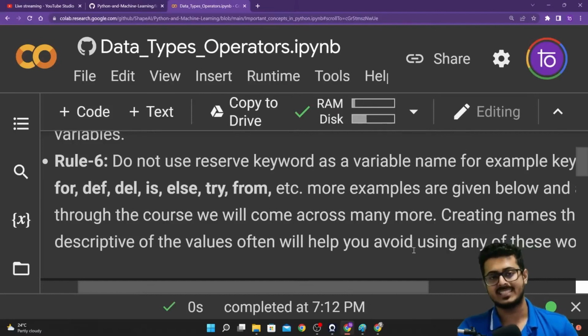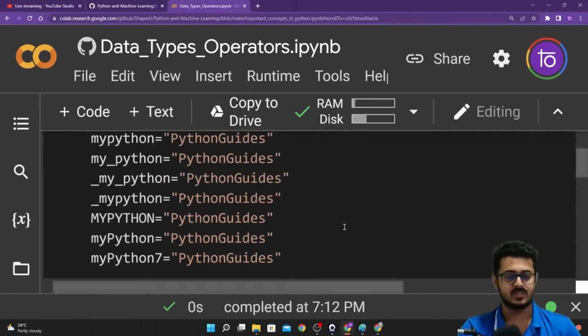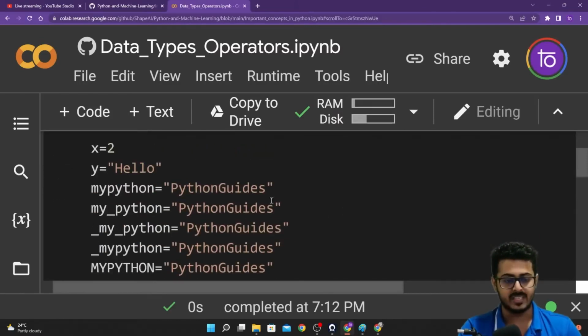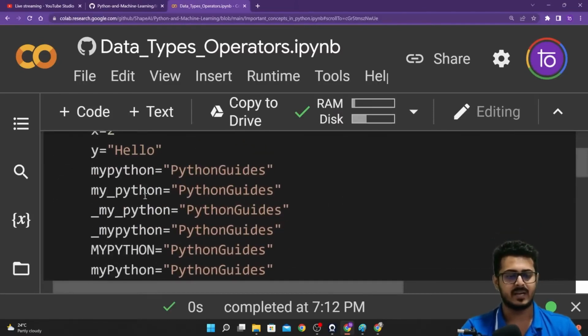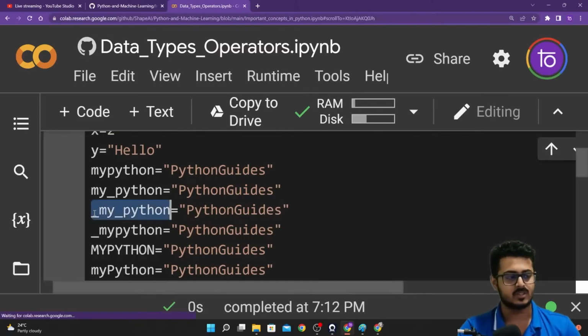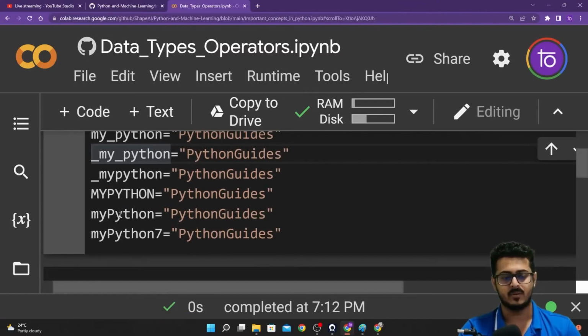Now, like I said, all these six are rules. If you are breaking these rules, then you will get an error. Your code wouldn't work properly. You would get an error right over there. Right over here, as you are able to see, these are some of the allowed variable names: x, y, my python, my_python, _my_python. So you can use underscores, you don't have to worry about it. my python 7. These are all okay variable names.